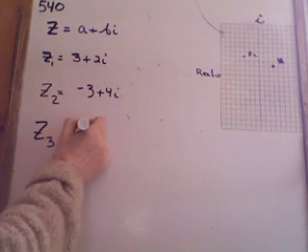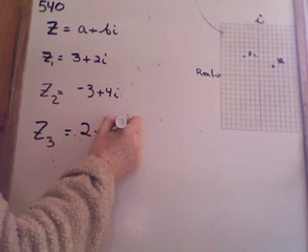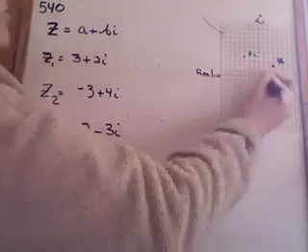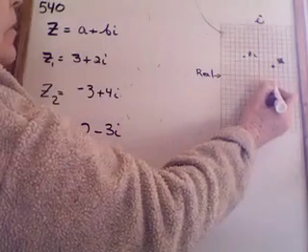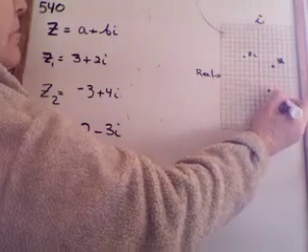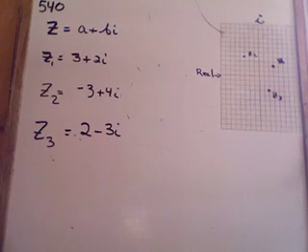All right, let's try another one, z sub 3. How about this one? 2 minus 3i. You think you know where to plot it? Stop the video and try it first, and then see if you're right. Okay, here we go. So 2 over, 2 down 3i, 1, 2, 3. And there we go, there's z3, and I've plotted the point.